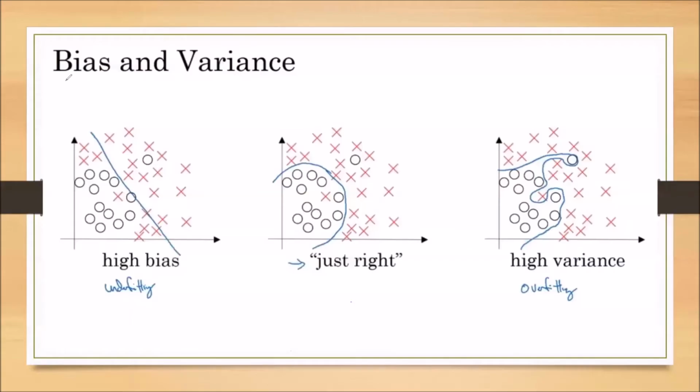Now we are discussing bias and variance. We are taking the same data in the three diagrams you are observing here. On the x-axis, I am taking one feature x1. On the y-axis, I am taking another feature x2. So this graph is the comparison of x1 and x2. Whenever you are seeing x here, that is representing y equal to 1. Whenever you are seeing a circle here, that is representing y equal to 0.